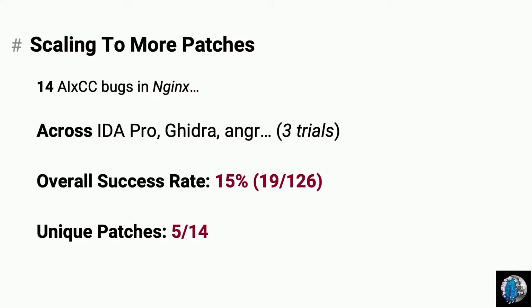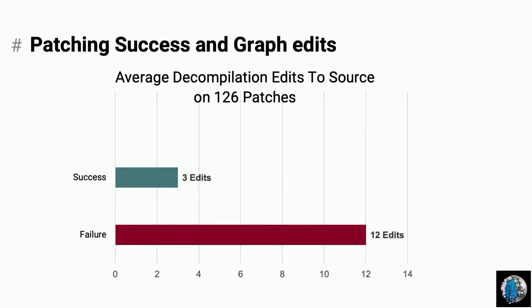But there's a little bit more nuance into how the cut happens. Of all those 126 patches in that new data set, right, of the 14 AIxCC bugs, successful patches happened when the decompilation provided to the LLM was 3 edits or less on average, where the ones that failed were 12 edits or more on average. So what does this kind of mean? It indicates that the graph edit distance is actually indicating how useful your decompilation will be to a large language model in some task. For this one, it's patching.